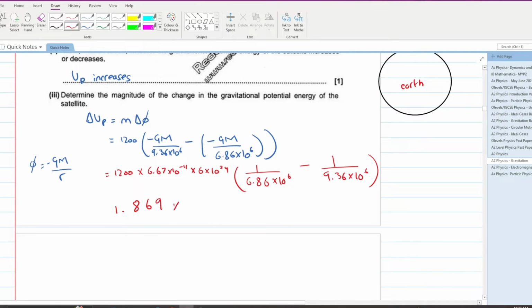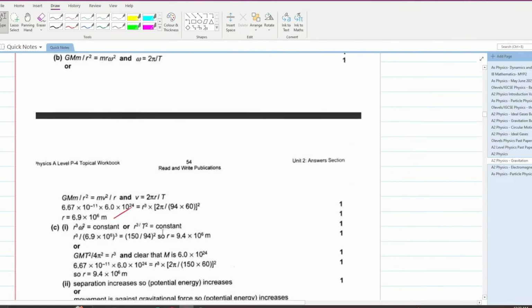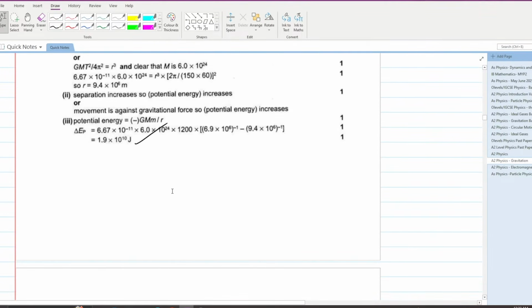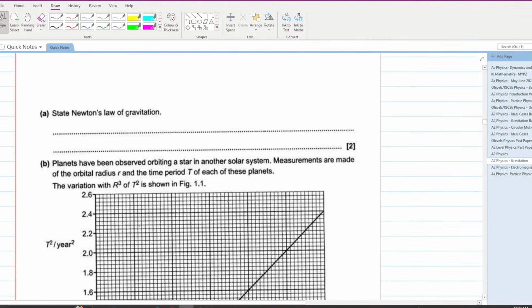1.869 into 10 raised to the power 10. If I take it till 3 significant figures, it will be 1.87 into 10 raised to the power 10. And if I want to do it till 2 significant figures, it will be 1.9. It depends on what you have to answer. Yes, here you can see our answer is correct. Alhamdulillah, we are going good. This was a calculation heavy question, so getting these questions right makes me happy.